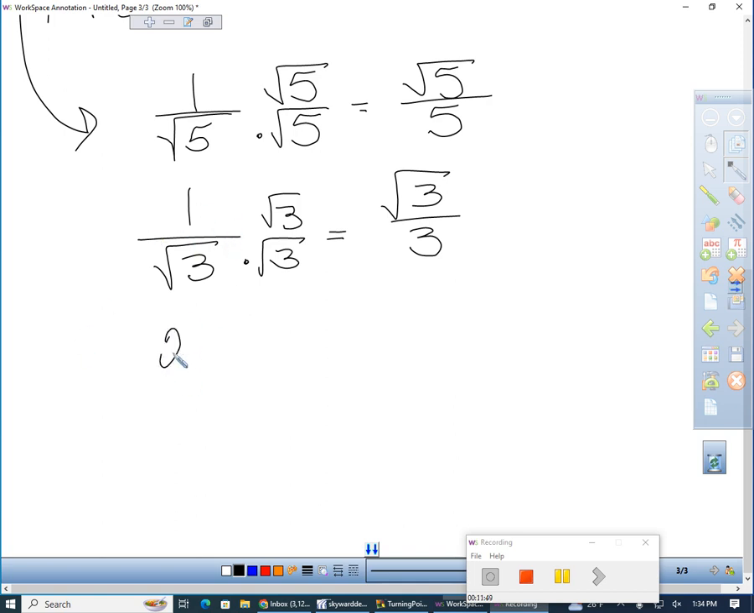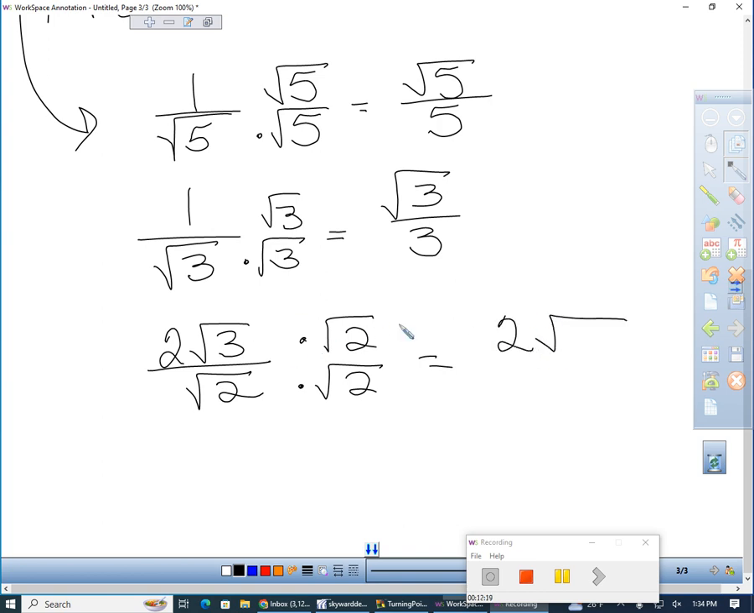What if I had 2 square root 3 over the square root of 2? I cannot have a square root in the denominator. So we rationalize. We have to times by the square root of 2. If I times the bottom by the square root of 2, I times the top by the square root of 2. On the top, 2 square root 3 times square root 2. You multiply your outsides, 2 times 1, and you multiply your insides, 3 times 2. On the bottom, square root of 2 times the square root of 2 is?